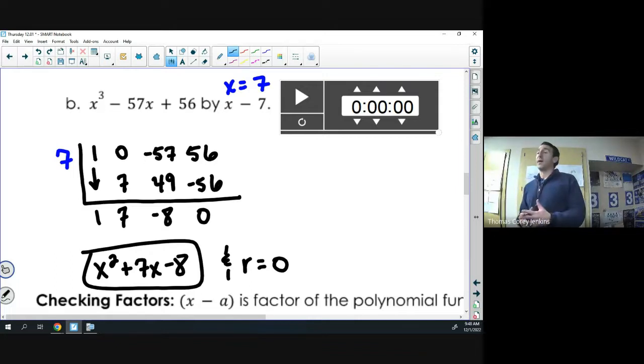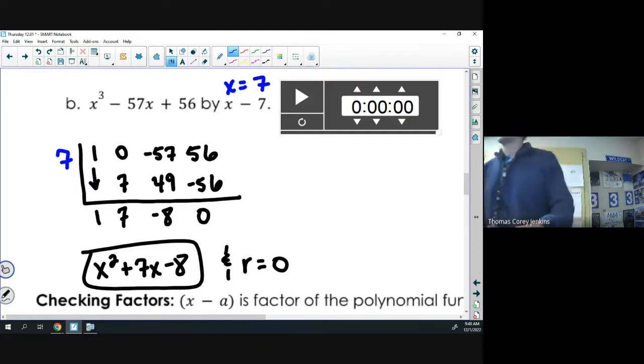Now, again, think about what that really means. That means that if I took x squared plus 7x minus 8 times x minus 7, I would get x cubed minus 57x plus 56, right? So it tells me some good stuff. Any questions before we move on? We'll practice it more in the next examples.